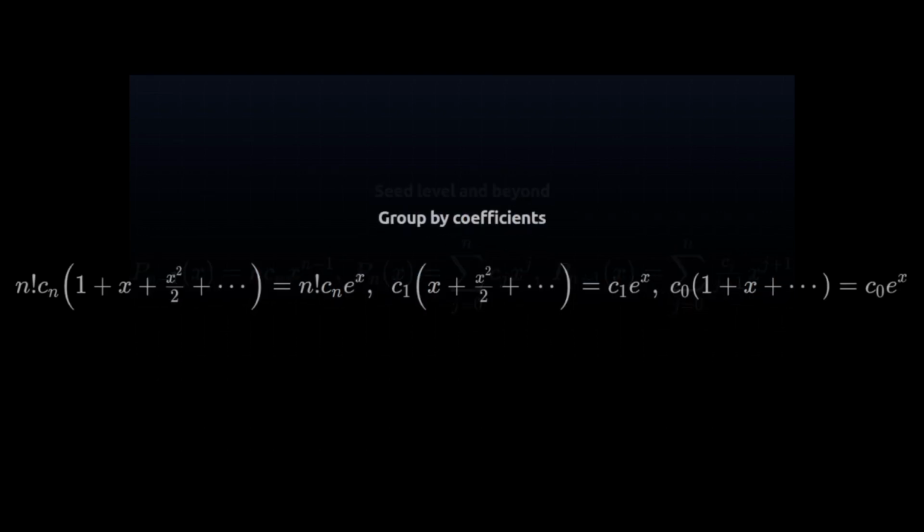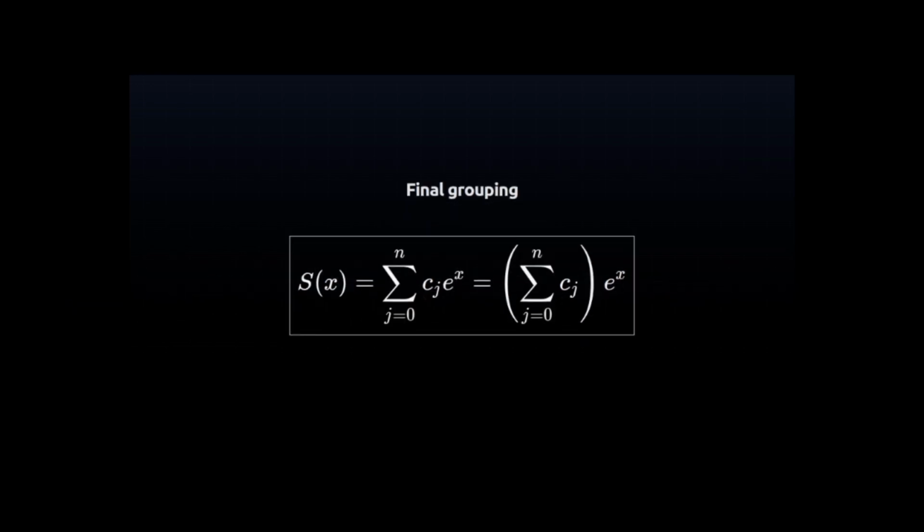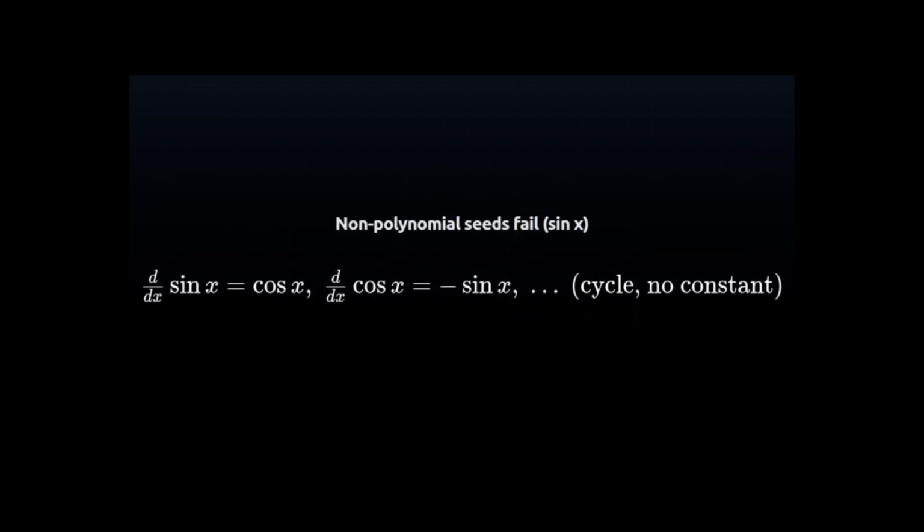Step 3, add terms horizontally and group coefficients. Step 4, combine everything. S of x equals the sum of c sub j all multiplied by e to the x. Example E, non-polynomial seeds.